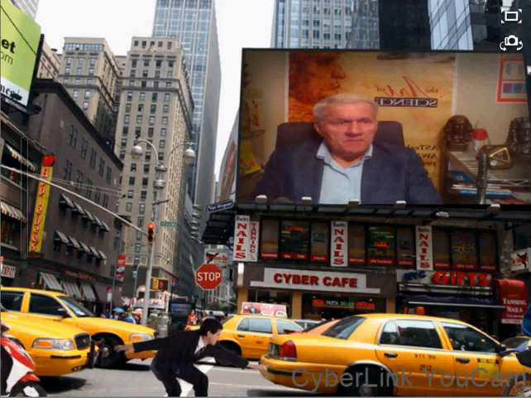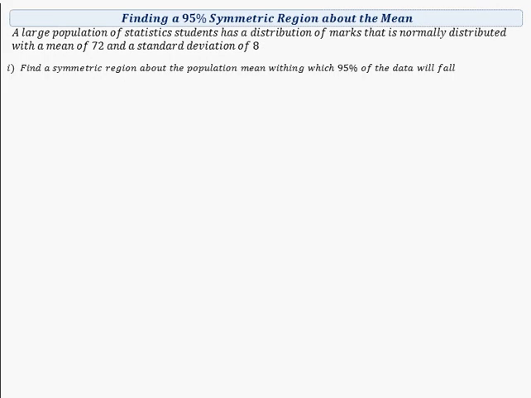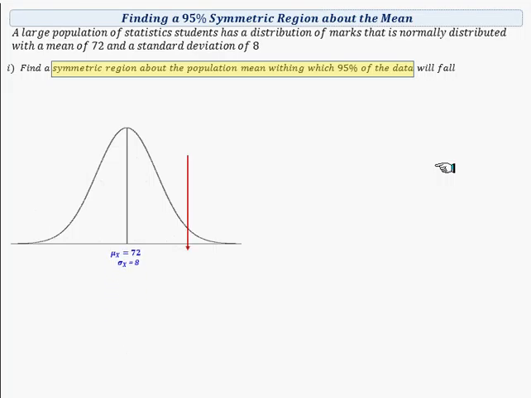And let's begin. This is presentation 6.1 part B, and the topic is the normal distribution and its applications. This is in your workbook and textbook chapter 6. You can follow along. Now the focus of this presentation will be a 95% symmetric region about the mean of a population. We're going to take the example of a population of statistics marks, mean of 72, standard deviation 8. We want a 95% confidence interval, or an interval about the mean within which 95% of the data will fall. And that's depicted here with the arrow.